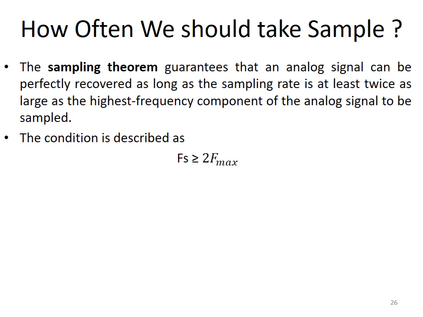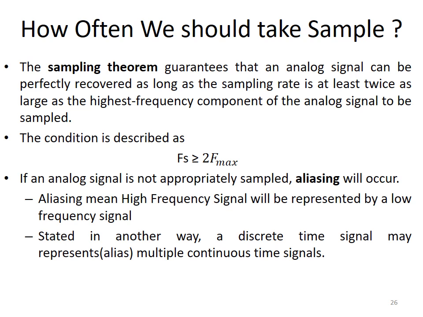Now we can state the sampling theorem in a better way. The sampling theorem guarantees that an analog signal can be perfectly recovered as long as the sampling rate is at least twice as large as the highest frequency component of the analog signal to be sampled. Mathematically, f_s, the sampling rate, should be greater than twice the maximum frequency component.